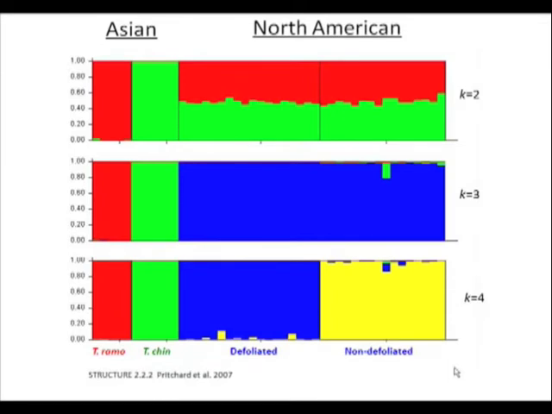When I said K equals 3, you can see that it formed a whole new group. So they're clearly different from what's in Asia, but probably somewhere in between. Some individuals maybe clustered a little bit with Chinensis, but I don't know really what's happening there. And when I said K equals 4, it did find 2 different groups between the defoliated and non-defoliated. And then I even ramped it up to K equals 9, K equals 20. It didn't matter, it still just found 4 groups.